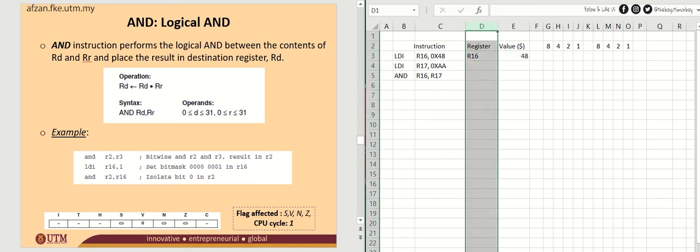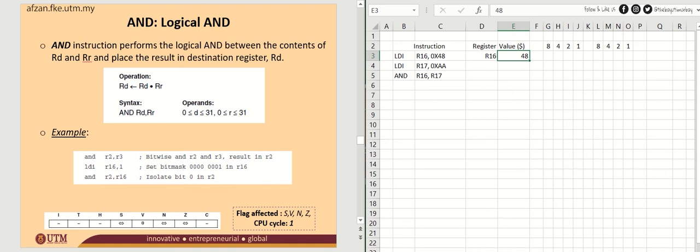All right, and then next we have, so this one here goes to here. Okay, next LDI R17, 0xAA. What happened here is R17 has the value AA.